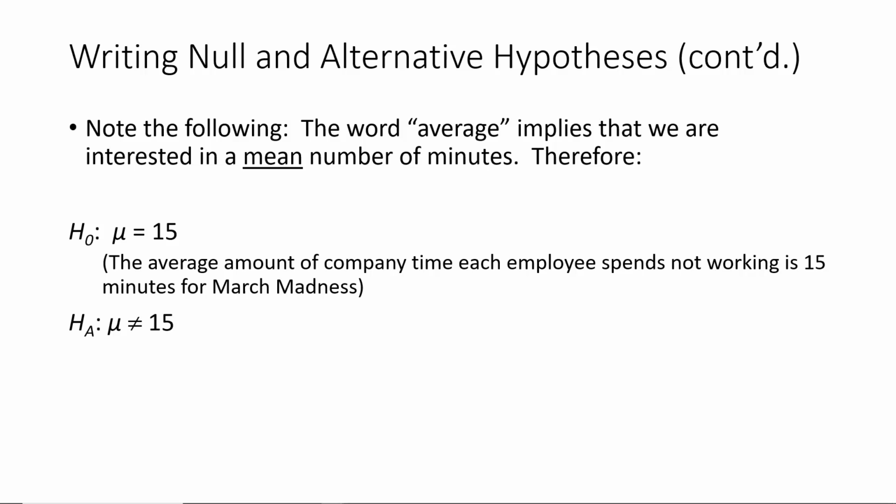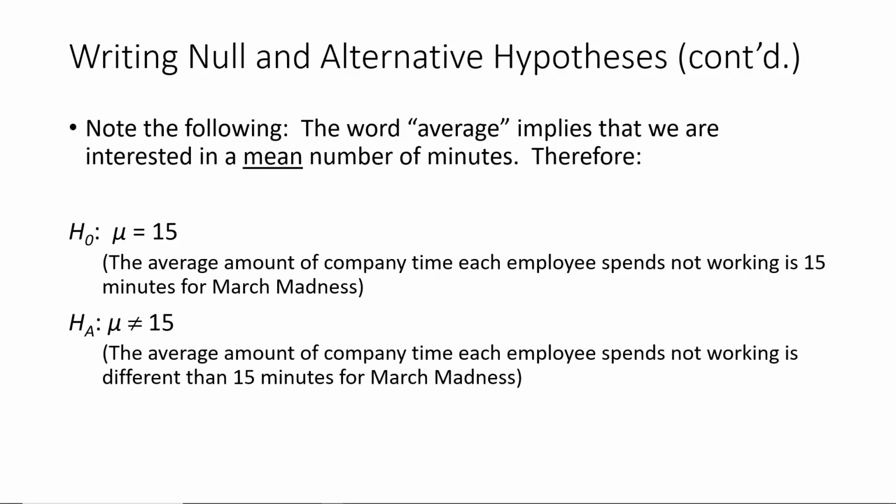The alternative, and more than likely this is what the company is really interested in finding out, is that the mean number of minutes that an employee spends being unproductive is not equal to 15 minutes. And of course, that is stating that the average amount of company time each employee spends not working is different than 15 minutes during March Madness.